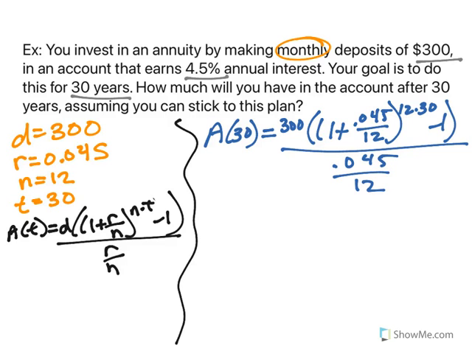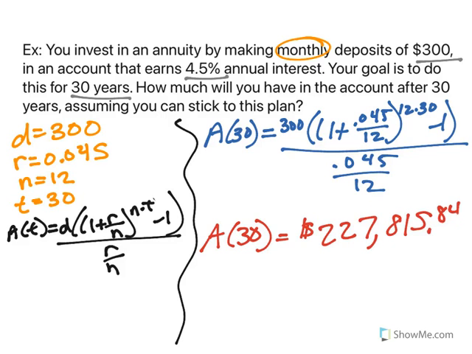Okay, now the answer: the amount after 30 years is $227,815.84. So hit pause. See if you can get that in your calculator. If you can't, I'm going to show you 2 different ways to do this. Okay, and I'm going to talk about it a little bit more.